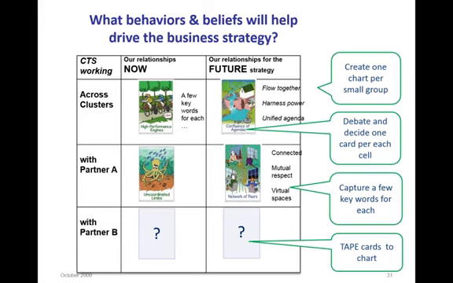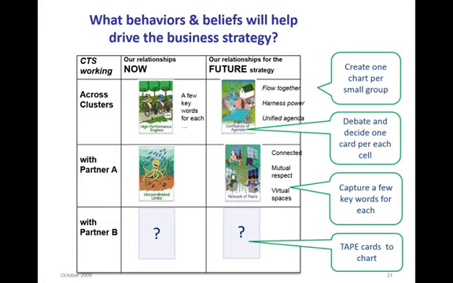In this particular organization, there were 3 social boundaries that they were talking about. If you see those on the left in the rows: one was across the clusters that they had in their organization, another was with partner, we'll just call it partner A, and another was with partner B. So they recognized that maybe they needed different kinds of leadership or different kinds of beliefs and behaviors appropriate to each of these boundaries that they were trying to span. And we asked them to think about their relationships now and how those relationships needed to be in the future so that they could execute their strategy.